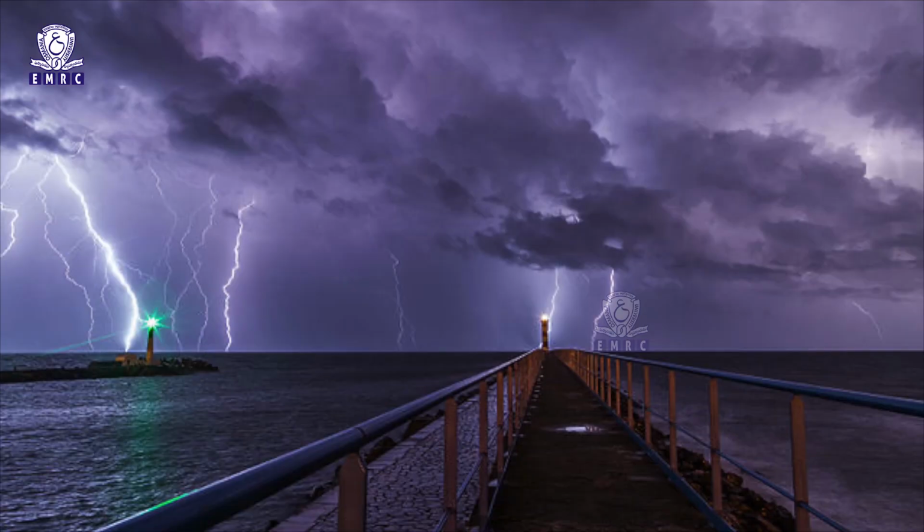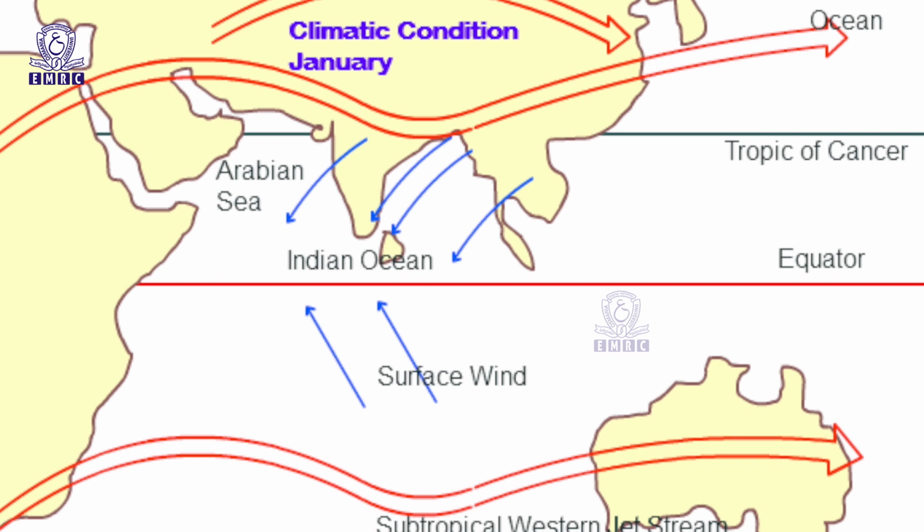Now let's move on to the next concept for today, the burst of monsoon. The suddenness and the abruptness of the Indian monsoon is known as the burst of monsoon. It is always accompanied by turbulent weather. This so-called burst of the monsoon is associated with certain basic changes in the general upper air circulation over southern Asia.